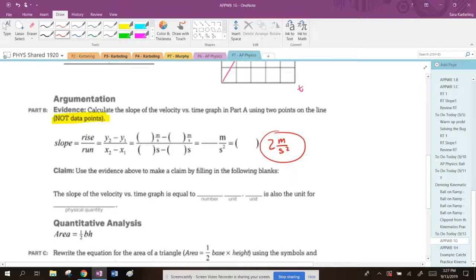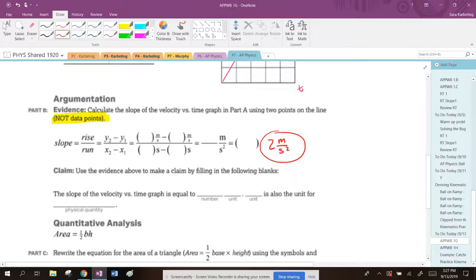And the slope always, in this case, has a unit. So if I ask what the value of the slope is, I suppose you could say 2. But if I ask you what the slope is, it is 2 meters per second squared. Use the evidence above to make this claim. It's kind of like we're doing Mad Libs. Do you ever feel like that a little bit? Give me a number, right?